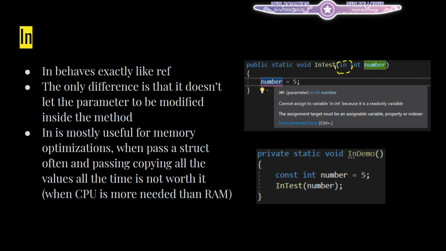One more reason why you would care less about in over ref is that when you call a method that is declared with the in modifier, you don't need to pass the in modifier. So for example, if I have method InTest, and I set in int number, which means I pass number by reference, when I call InTest, I don't need to say in number. I just say number, and it will just pass that number 5 by reference, but I won't change it, so there won't be much difference. And probably in this case, it will be even slower, in fact.